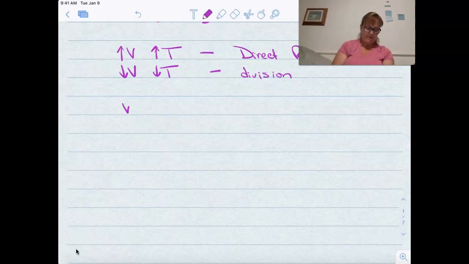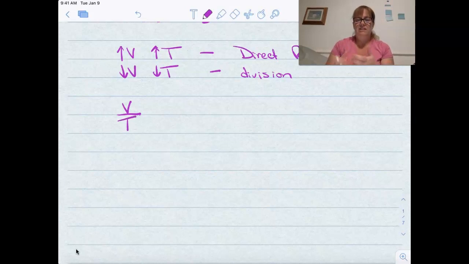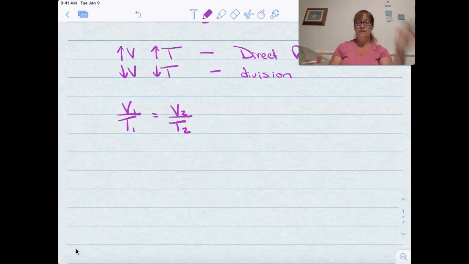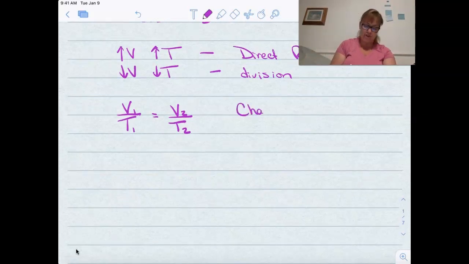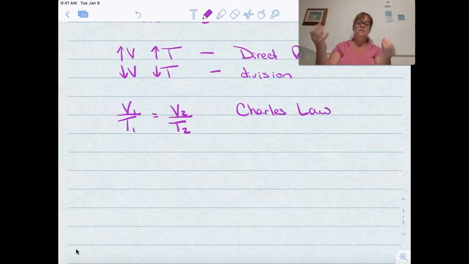So that means that our volume divided by our temperature, so if this is our initial volume and our initial temperature, that's going to be equal to some secondary volume and secondary temperature if we hold the pressure constant, right? So that's Charles's law. That's what he was doing. He was holding pressure constant, and he was just changing the volume and temperature to see how it affected the other one. And he found this direct relationship.